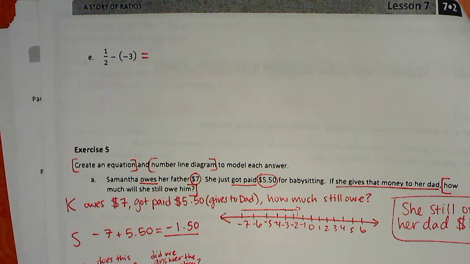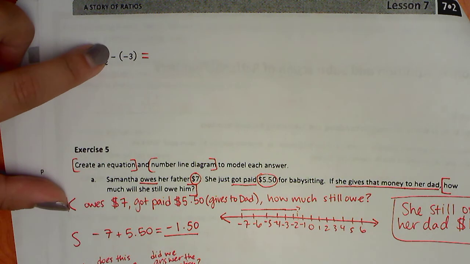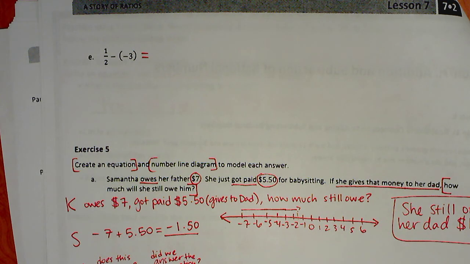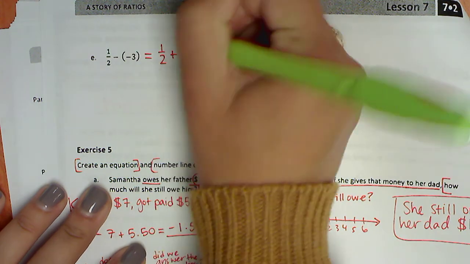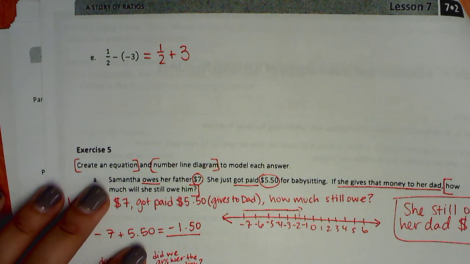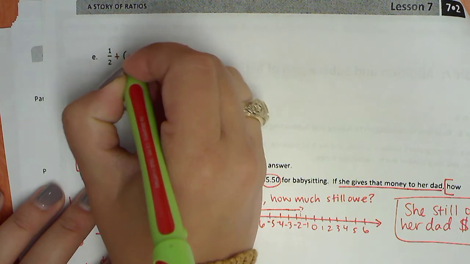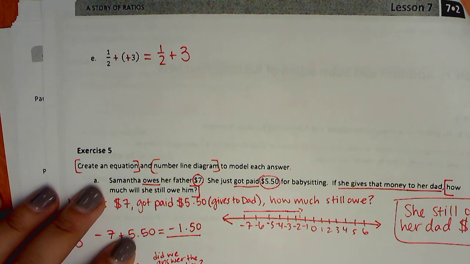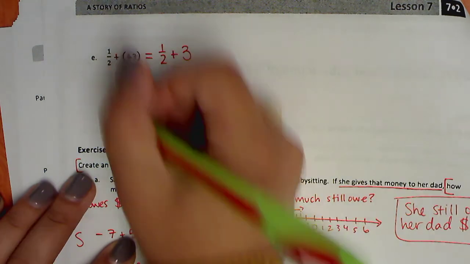Let's be reminded of our subtraction rules. I want you to fill in my blank. Minus negative is the same thing as plus positive. Maybe in 6th grade you went like this. Minus negative is the same thing as plus positive. So this is 1.5 plus 3.